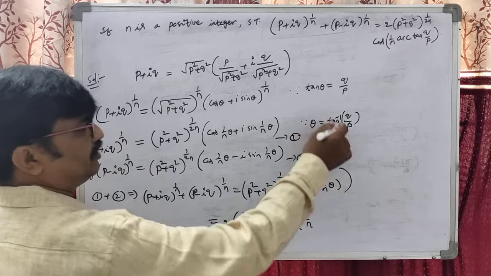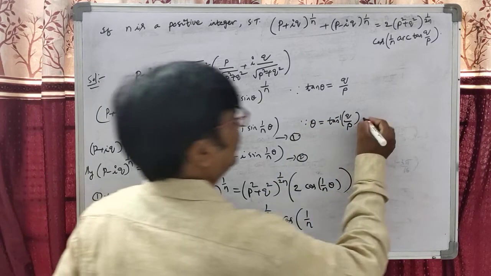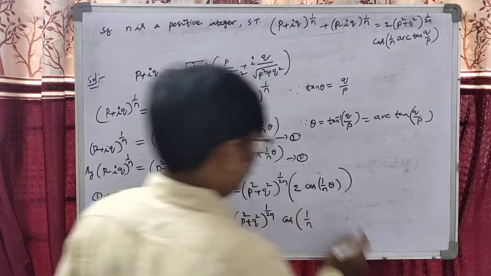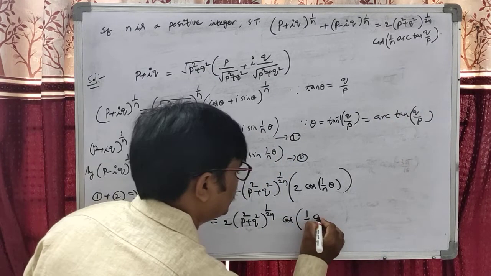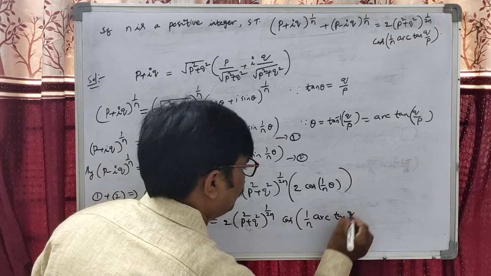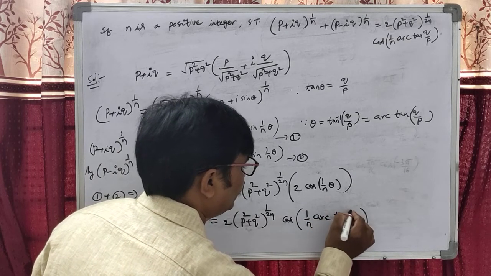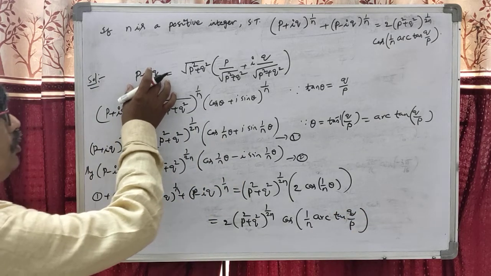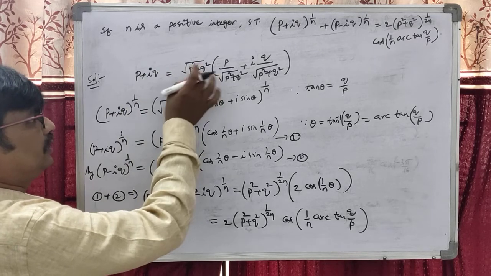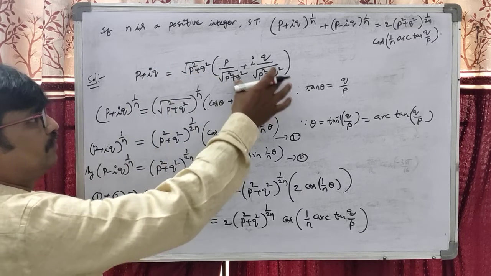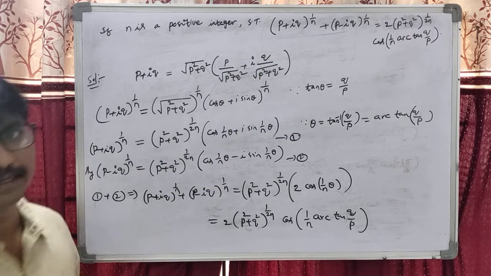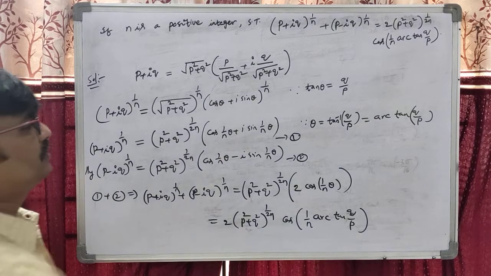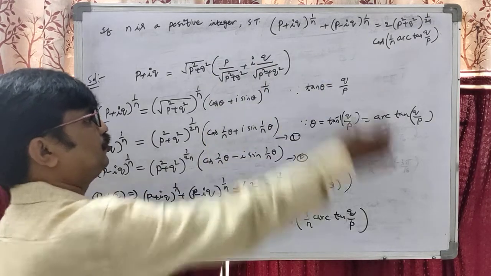What is θ? θ is nothing but tan inverse, which we can write as arctan(q/p). Now, students, θ/n is arctan(q/p). How to write this? All of you listen here. First take p + iq. The modulus of p + iq is the root of p² + q², and we divide by it. This is cos θ, this is sin θ. Now tan θ is sin θ by cos θ, that is q/p.